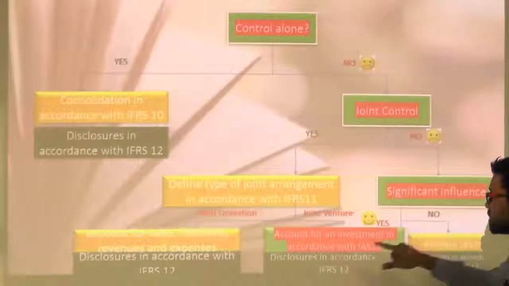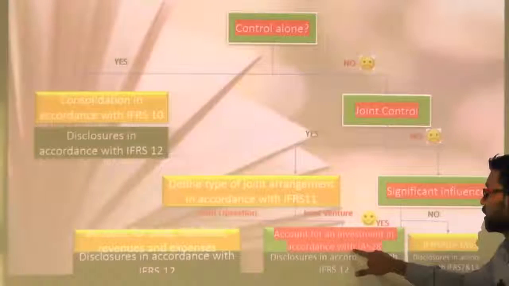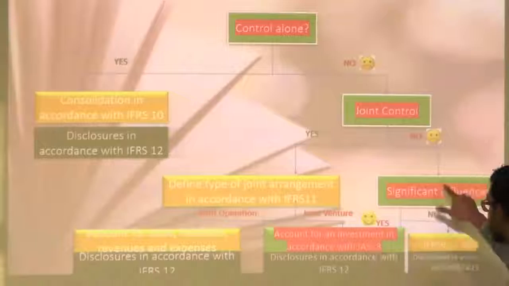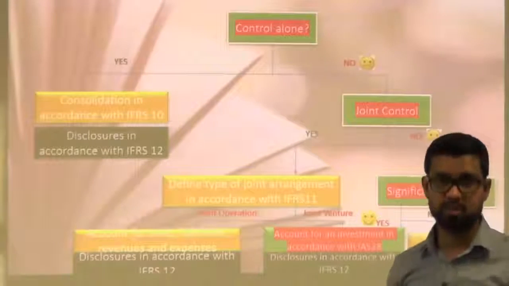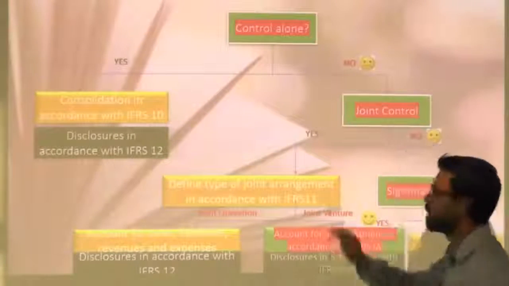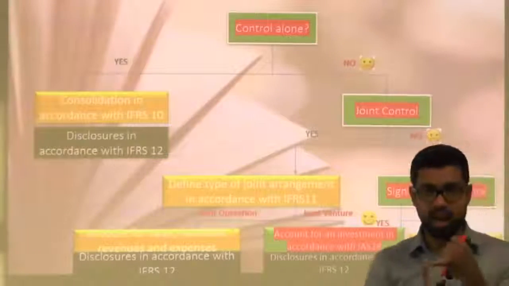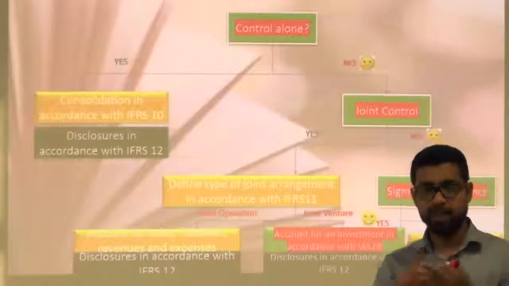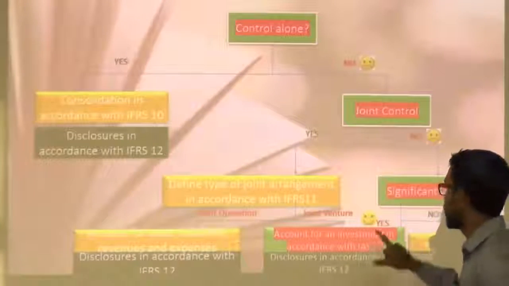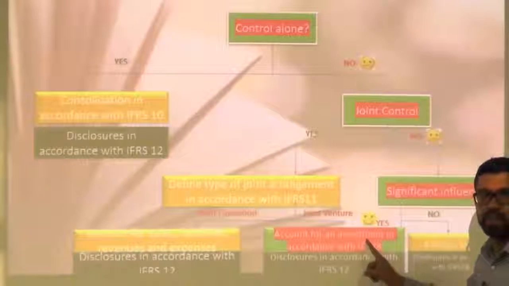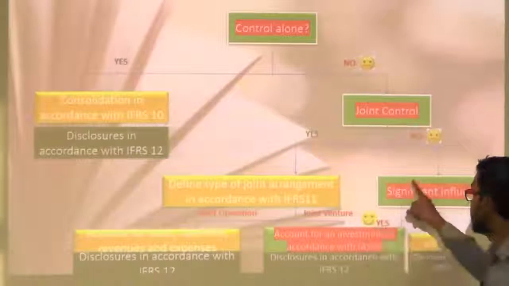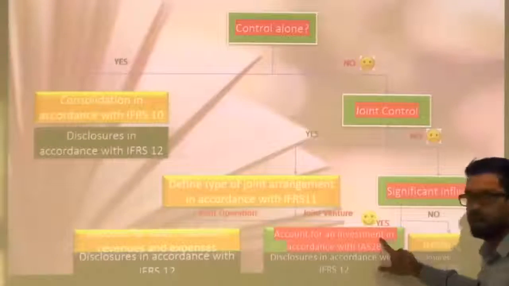Significant influence, yes, account for investment in accordance with IAS 28. If not, IFRS 9, which is for trade investment, financial instruments. So this is the entire summary of SLFRS 11, SLFRS 3, SLFRS 10 and IAS 28. What you need to understand here is that you apply IAS 28, which is accounting for joint venture and associate, if you are in a joint venture as well as if you are in an associate.